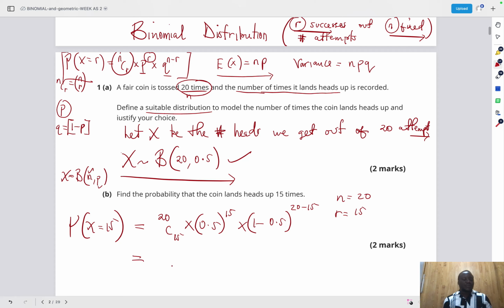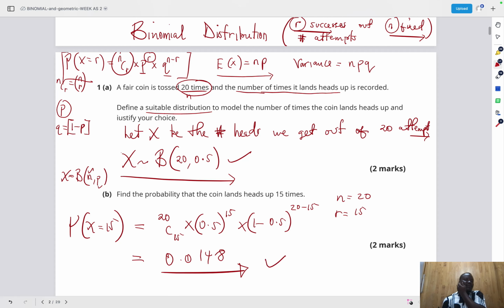So here, this is just using a calculator. n choose r, 20 choose 15. You just go on your calculator, 20, shift, choose 15, times 0.5 to the power of 15, times 0.5 to the power of 5, because 20 minus 15 is 5. What we get there is 0.0148. So this is the probability that we have 15 heads out of 20.